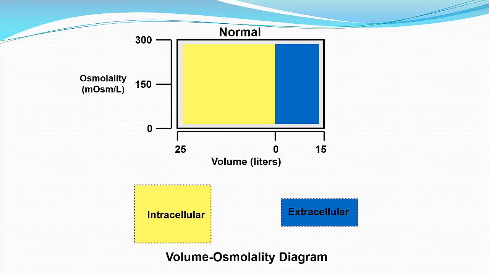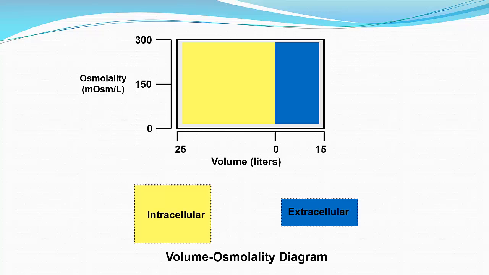For the intracellular volume, please notice that the box is anchored in our diagram at the center. So in this case, during an increase in the intracellular volume, our box would become wider, stretching to the left of our normal value of 25 liters. During a decrease in intracellular volume, our box would become narrower, moving into the right of our diagram.